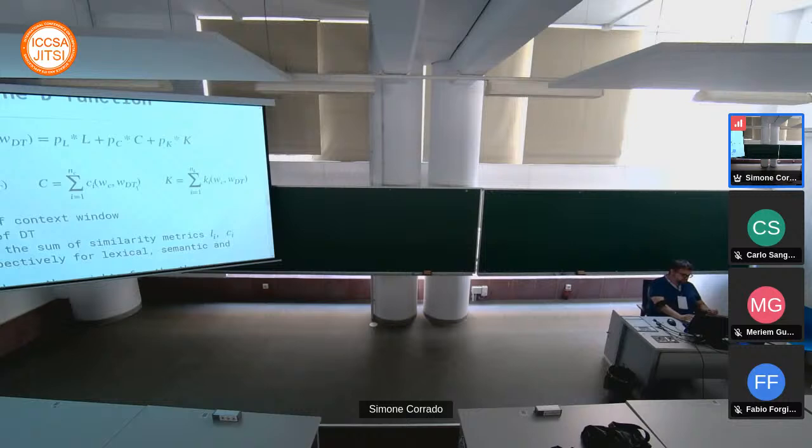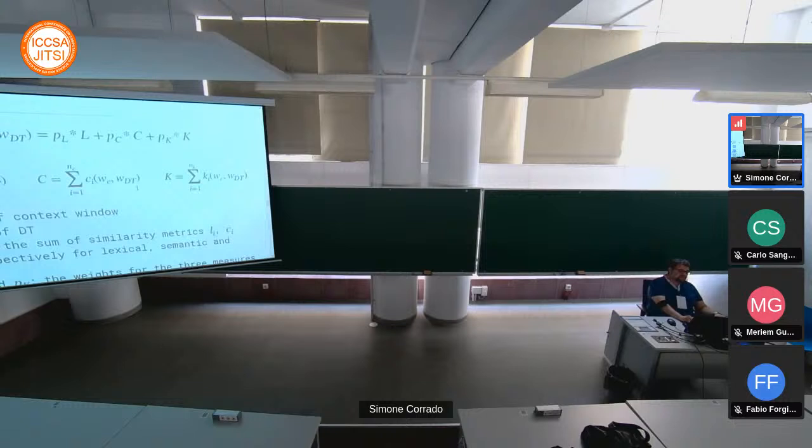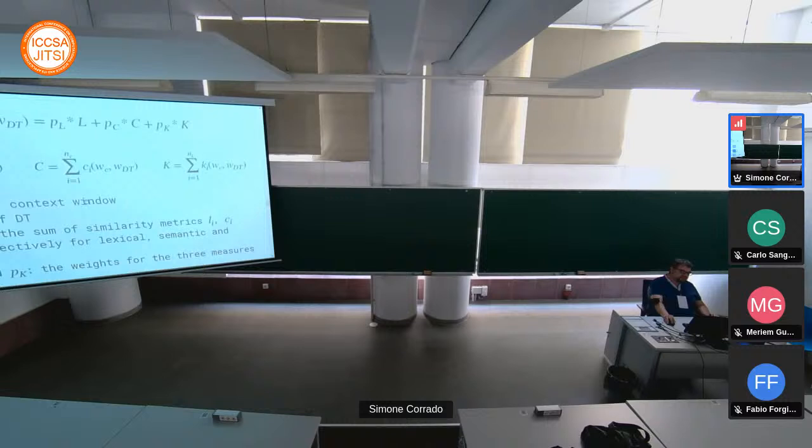This distance function is defined by the contribution of three principal terms, L, C and K. L, C and K are the sums of similarity measures for lexical, semantic and taxonomy respectively. Of course, PL, PC and PK are weights for these terms, because we need to weight each contribution. In some cases you could, for example, have more contribution from the lexical point of view or the semantic point of view. Each of these, of course, has a different sum.